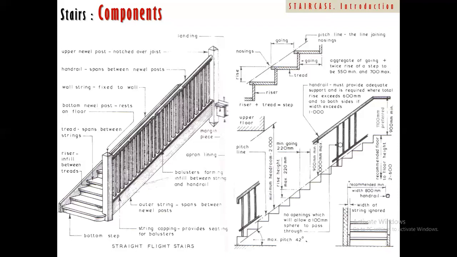So the riser is 150 mm, then the tread is 300 mm, the handrail height is 900 mm, headroom is 2000 mm, and then the maximum pitch angle is 42 degrees.